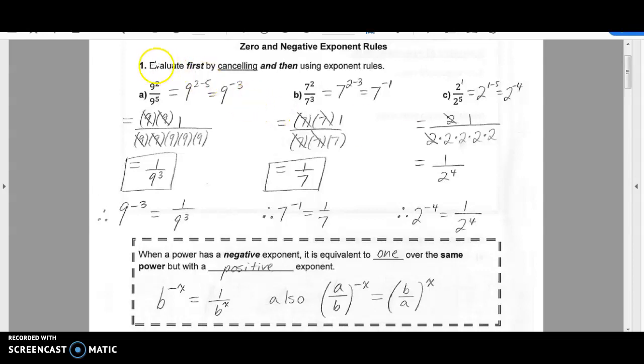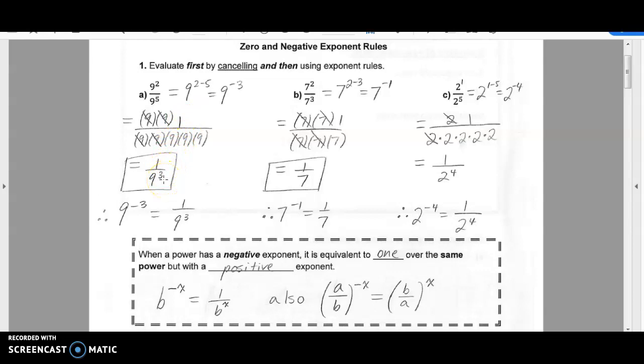Okay, so looking at number one over here, it says evaluate first by canceling and then using exponent rules. So if we disregard this bit right here, because it says evaluate first by canceling, let's look down here. If we're going to do this by canceling, we have 9 squared in the numerator, which is 9 times 9, and then we have 9 to the power of 5 in the denominator, which is 9 times 9 times 9 times 9 times 9. So these two 9s in the numerator can cancel out with any two of the 9s in the denominator, which leaves us with 3 9s in the denominator, and then because these 9s canceled out, we have a 1 in the numerator. So this is equivalent to 1 over 9 to the power of 3.